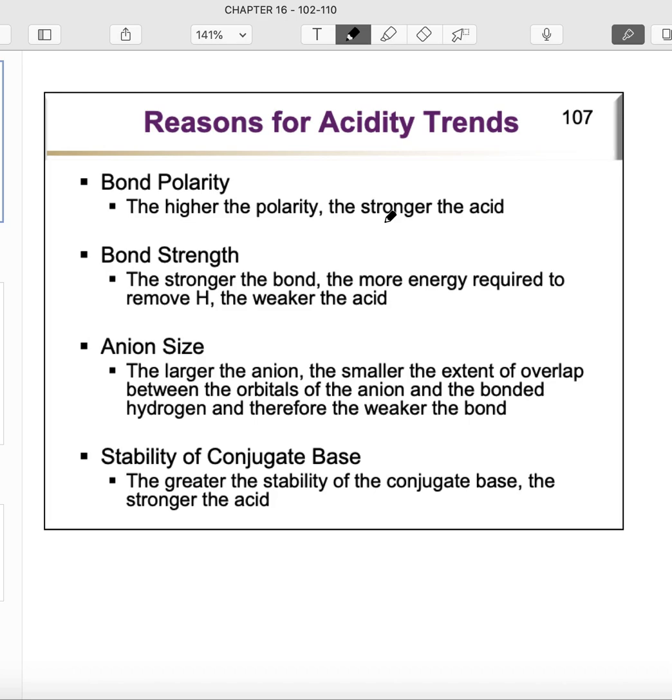And finally, the stability of the conjugate base is also important. The greater the stability of the conjugate base, the stronger the acid. And in this class, we haven't really talked about the stability of the conjugate bases. This is something that you will learn a lot more about in organic chemistry. So all of these four factors play together again to give us the overall trend in acidity.